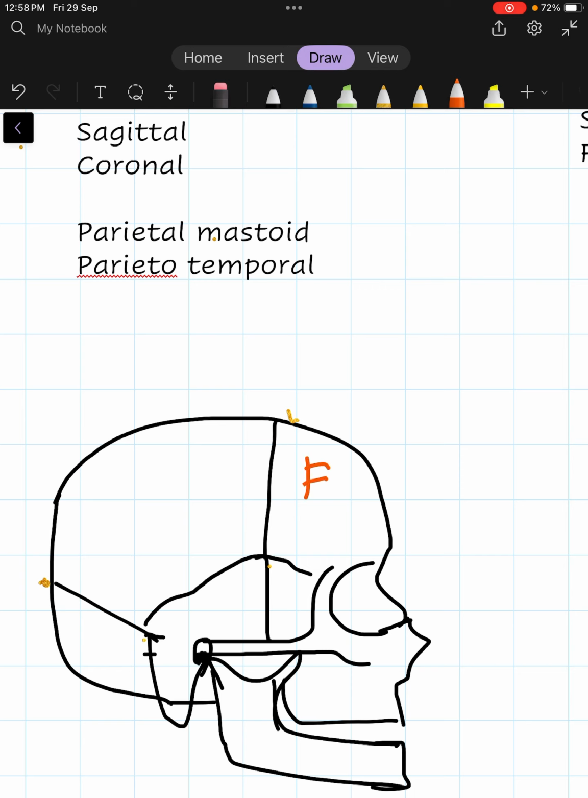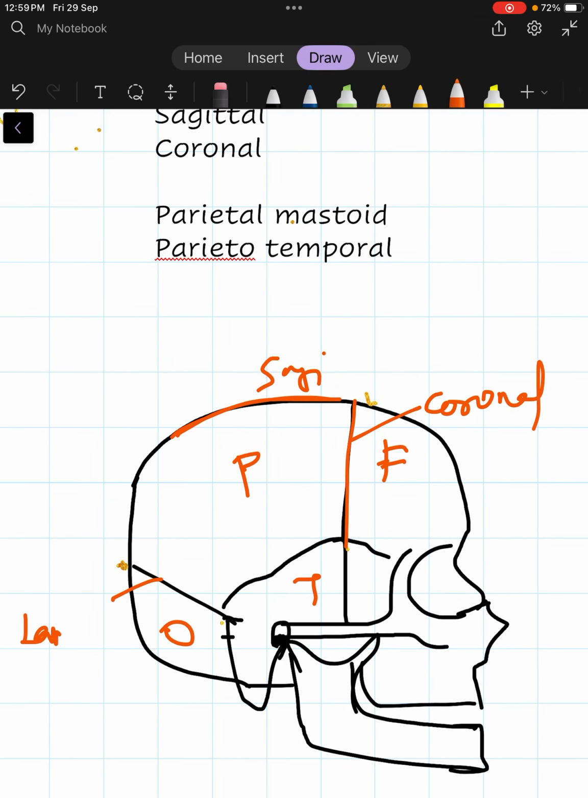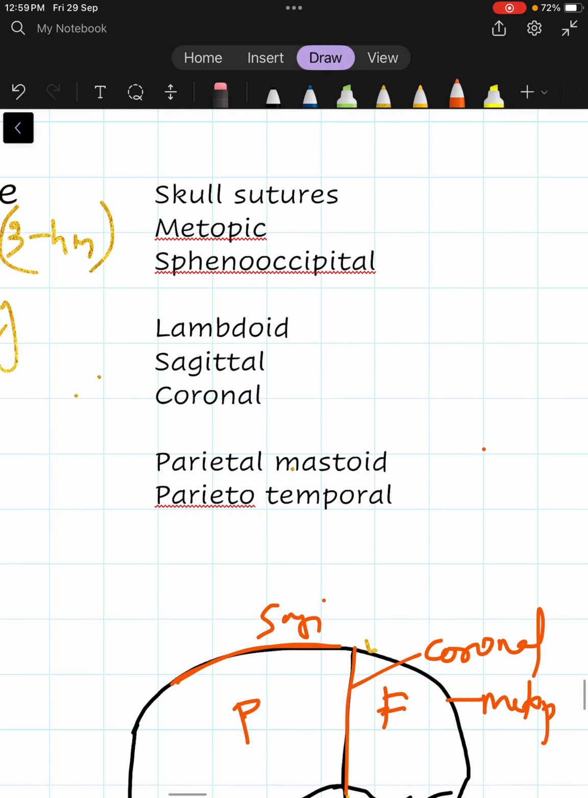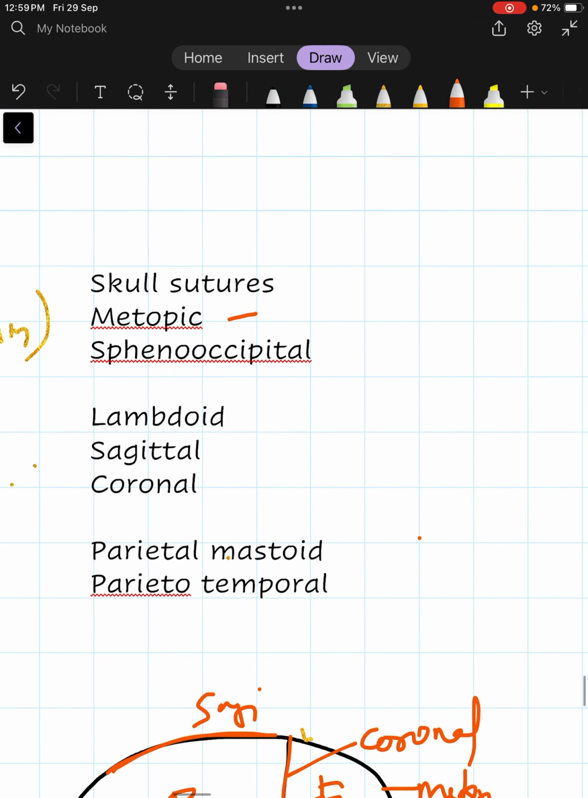This is frontal bone, this is parietal bone, temporal bone and occipital bone. This in between the two halves will be sagittal suture. This is coronal suture. This is lambdoid suture. In front we have metopic suture in the child. Metopic suture will close first, by the age of 1 year or an average of 2 to 4 years.